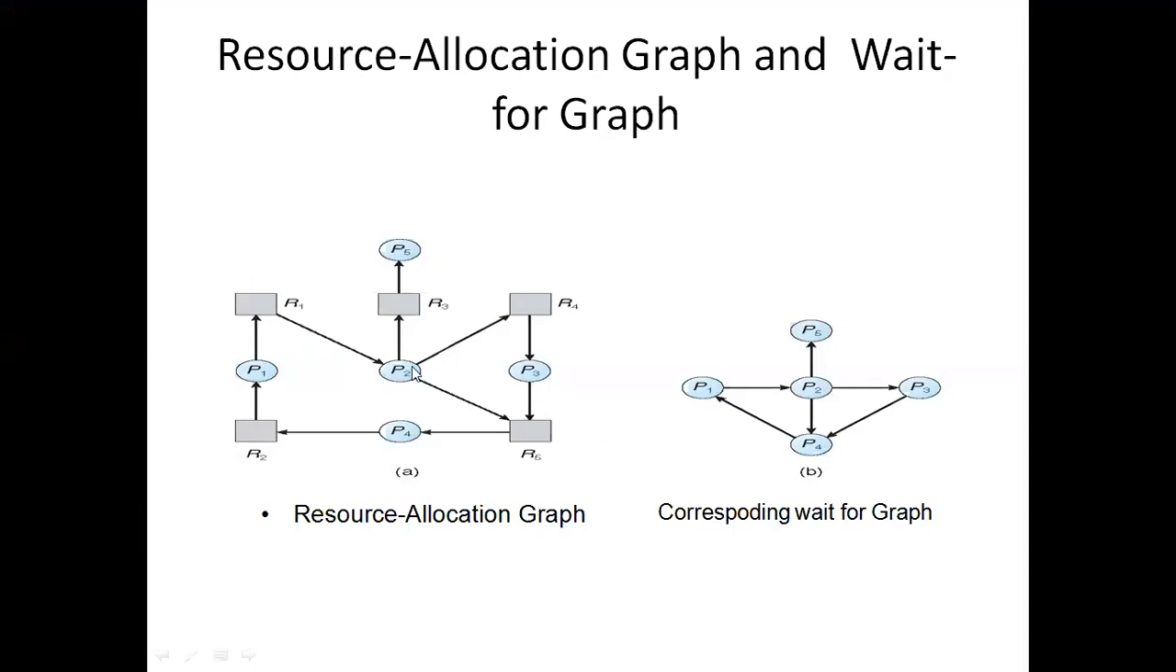Here if you observe, the resources are R1, R2, R3, R4, and R5. Using this particular graph, we need to draw the wait-for graph. If the wait-for graph consists of cycles, then there is a deadlock. Simple. Have you got my point? So let me draw the same diagram. Based upon the resource allocation graph, we'll construct the wait-for graph.